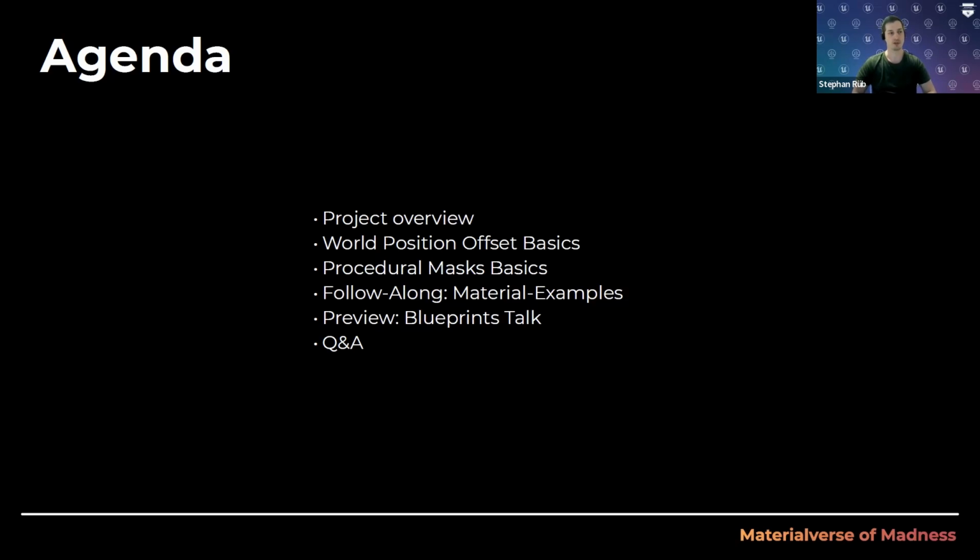Quick word on the agenda. I will give you a quick project overview, as I've said. Then I will talk about world position offset basics, which is the material part that we will cover today mostly. Also, I will talk about procedural masks a little bit that I have used. And then we will start with the follow along part, where I will give you a few material examples that I have prepared, and we will recreate part of them. After this, I will give you a quick preview of the next talk that will happen next month, which will also be part of this project. And afterwards, if we still have time, we will start a quick question and answer session so we can gather feedback and answer some questions. So please keep your questions until the end, and then there will be a special time slot for that.